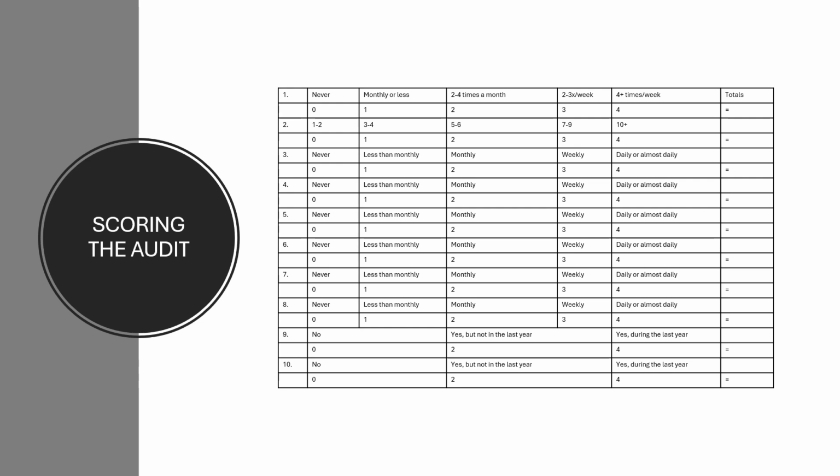For questions 3 through 8, if you wrote never, it's a 0. Less than monthly is a 1. Monthly is a 2. Weekly is a 3. And daily or almost daily is a 4.